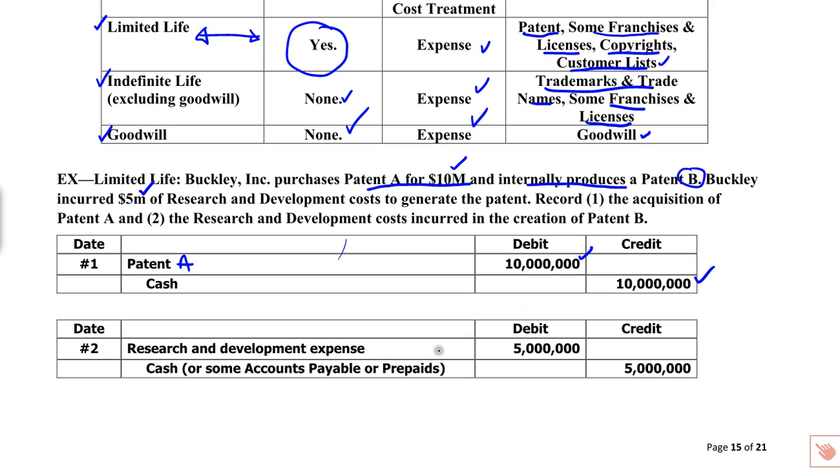When it's internally generated, here they spent $5 million. They still have a patent, but they will not have a patent asset on the books. Research and development costs are expensed in the U.S. Okay? The credit would have been they would have paid cash, and some accounts payable, some credits and prepaids. But regardless, the main thing here is under U.S. GAAP, expense R and D. All right, that's really the take-home message.